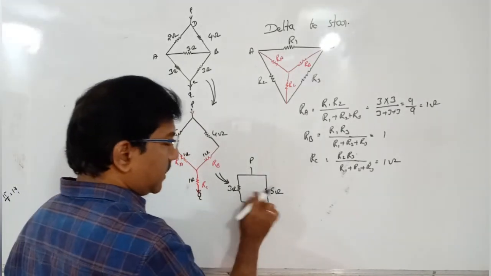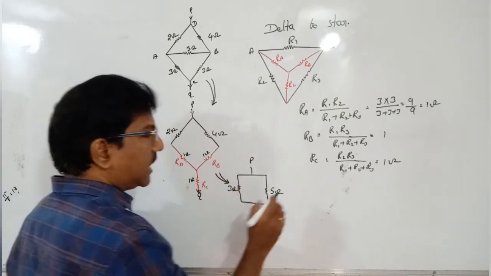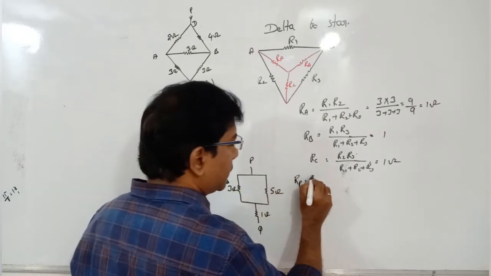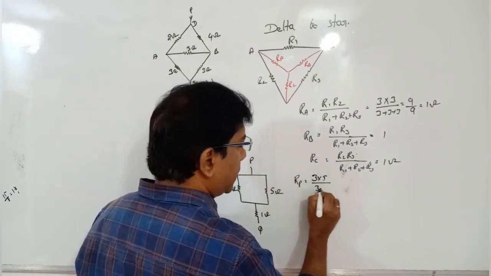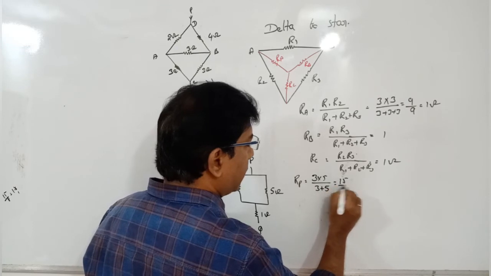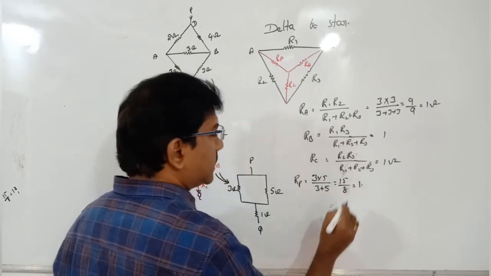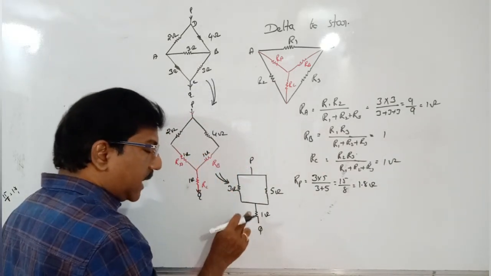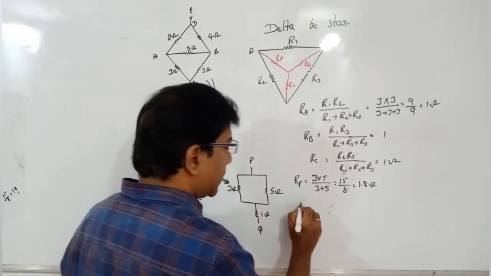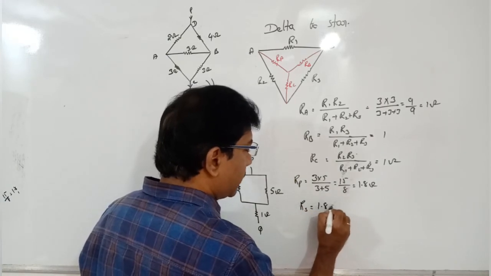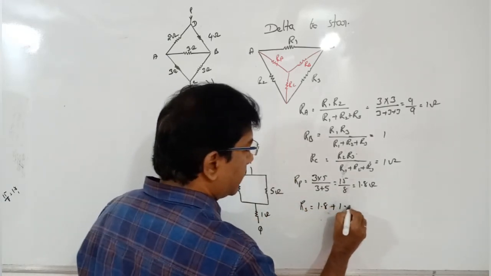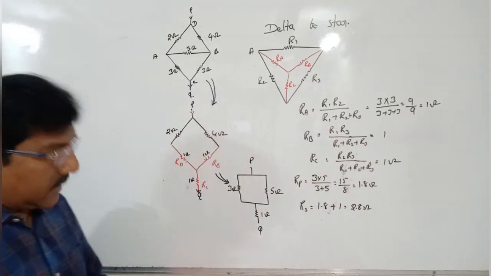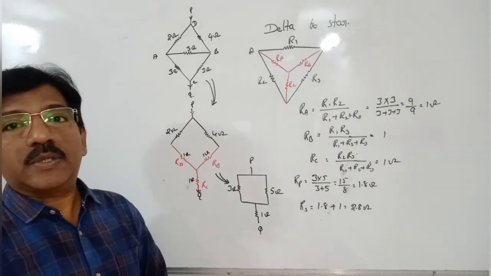As these two are in parallel, Rp is equal to R1 R2 by R1 plus R2, 3 into 5 by 3 plus 5, 15 by 8, approximately 1.8. This 1.8 is in series with 1. Then R series is equal to 1.8 plus 1. Answer: 2.8 ohms approximately. This is a model related to delta to star.